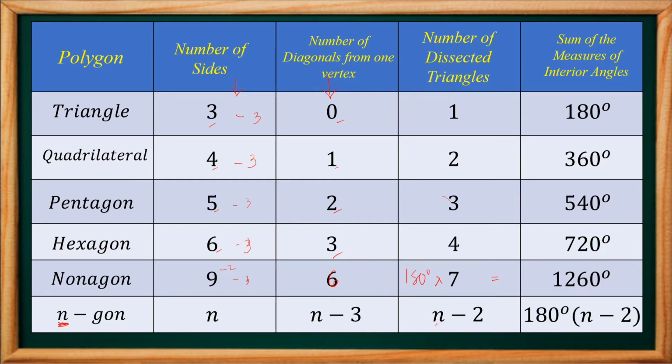This would be the number of dissected triangles times 180, and that would be how to find the sum of the measure of the interior angles. And this would be our formula in finding the sum of the interior angles of the polygon.